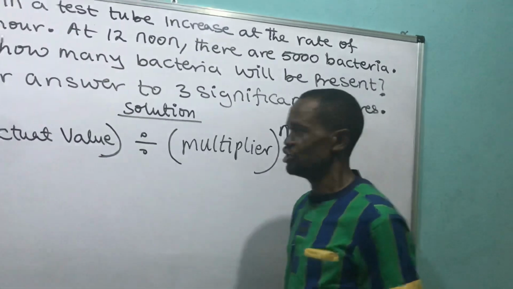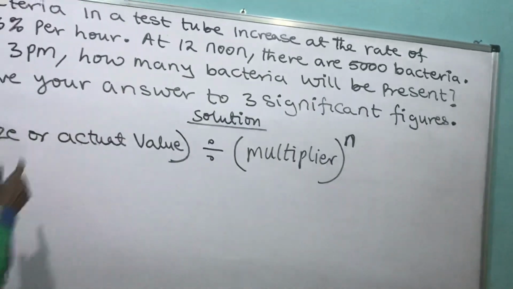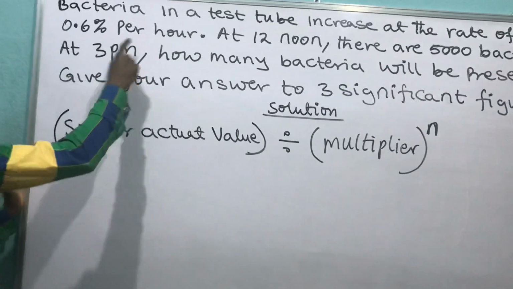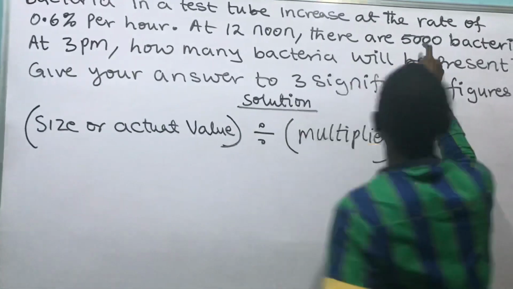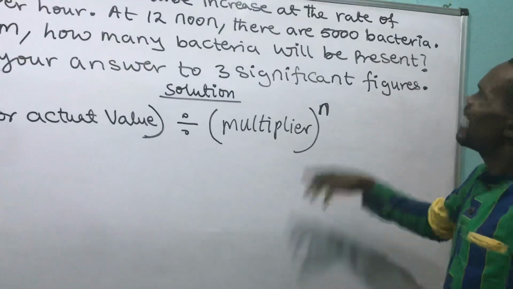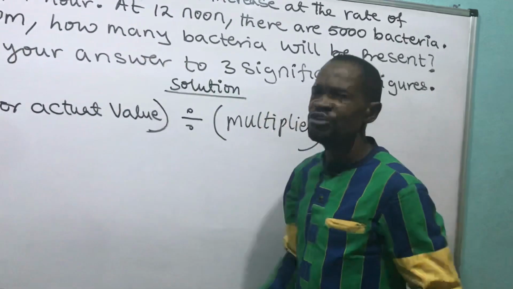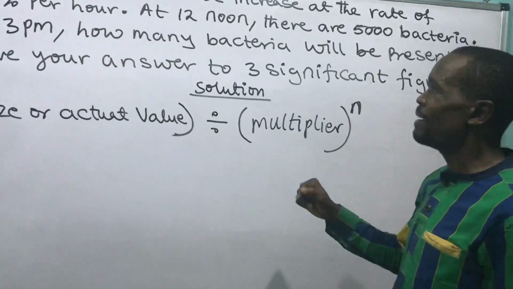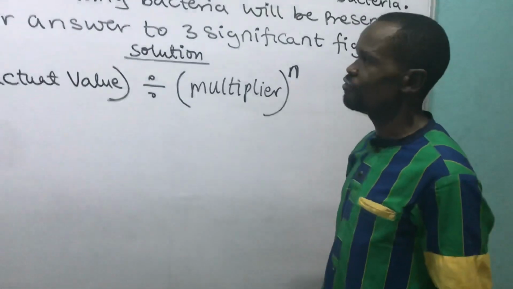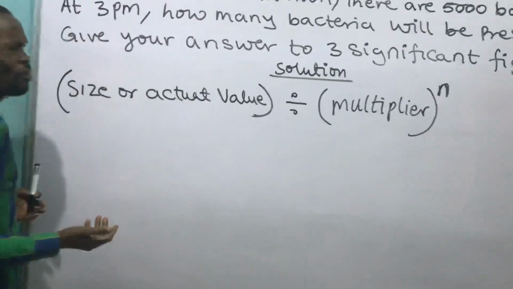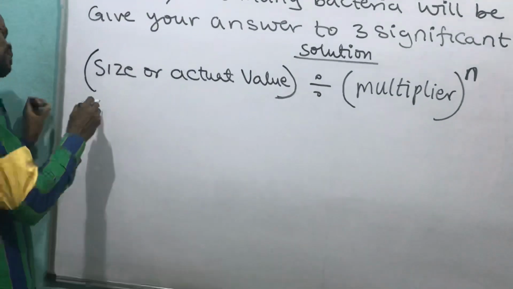Then looking at it, what is my actual value? The actual value is given to me as 5,000 at 12 noon. This is the bacteria that is present at 12 noon. Then now, how am I going to get my multiplier?